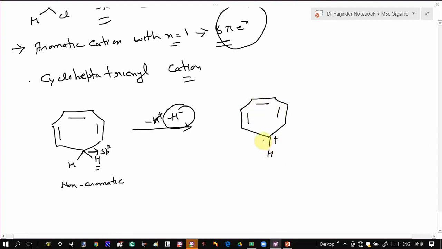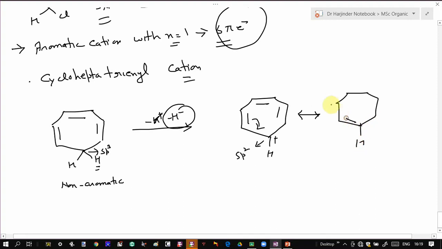So now this carbon is again sp2 hybridized. All other carbons are sp2 hybridized. So there's a complete delocalization of these electrons. Okay, we can also write the resonance structures. You can write them by yourself. All other resonance structures, I will write only one.